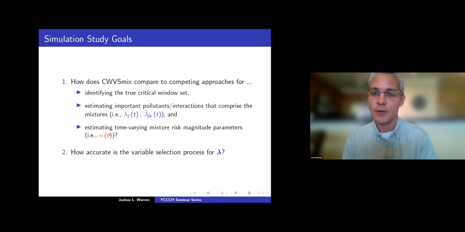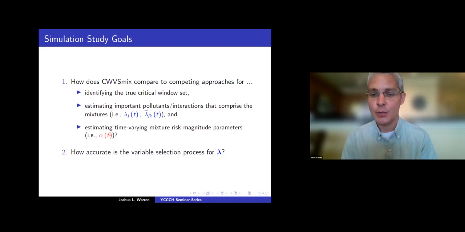So first, identifying the true critical window set. Obviously, probably the most important part of critical window research is, let's get the critical window set right when we're estimating and identifying these parameters. But when you're talking about mixtures, we also care about these weights, right? We want to know that the mixture profile we're looking at on a certain exposure period is reflective of the true mixture profile that makes sense here.